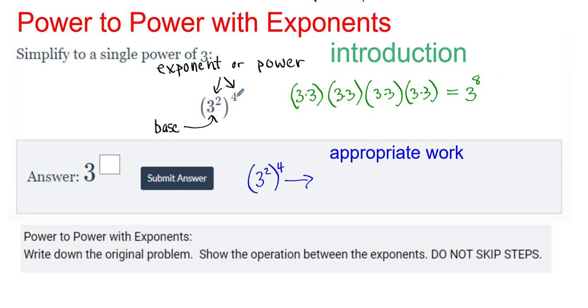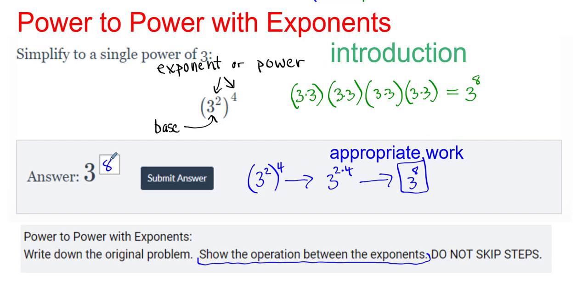Most people are going to say, well, you'd multiply 2 times 4 to get 8. That makes sense to me, and that's actually what the operation is. So after we write down the original problem, show the operation between the exponents. So I'm going to write base 3, exponent of 2, multiplied by 4. So I would have 3 to the power of 8, and we'll box that, and that's our final answer. Notice 3 to the power of 8 matches the expanded form, but what we did in blue is the appropriate work.